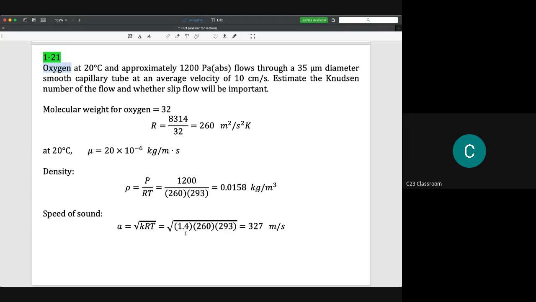So if you are dealing with air on this Earth, the value of k is 1.4, but the value of R for atmospheric gas is 287. And for oxygen, k is 1.4, the same as the atmospheric gas, the air, but the value of R is different. It is 260, because the molecular weight of oxygen is 32.